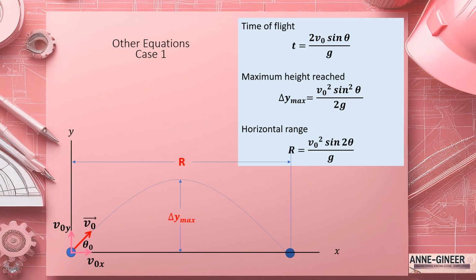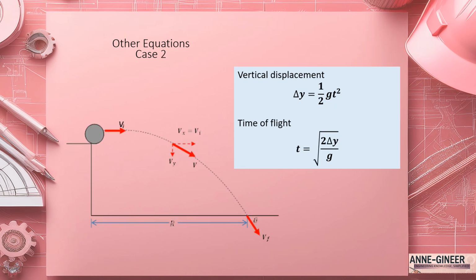So we have case 1 wherein the projectile looks like this one. It will start from the ground and then fall also on the ground. And then for case 2, it starts at a certain height and then it falls on the ground. So this is the formula of range for the other equation.